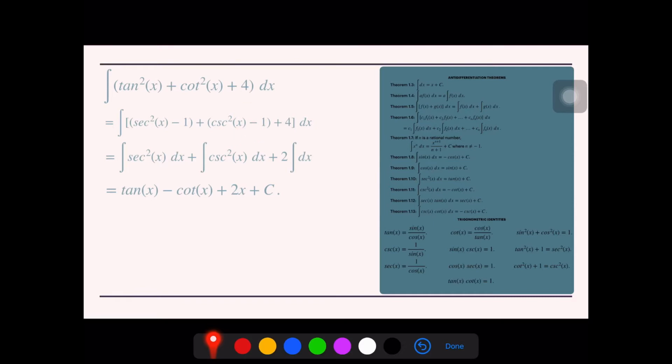Using now theorems 1.5 and 1.6, we can now get the antiderivative of each of these functions. So for the antiderivative of secant squared x dx, we can use theorem 1.10 and have there tan x plus c. And as for the antiderivative of cosecant squared x, we can use theorem 1.11 and have there negative cotangent x plus c.